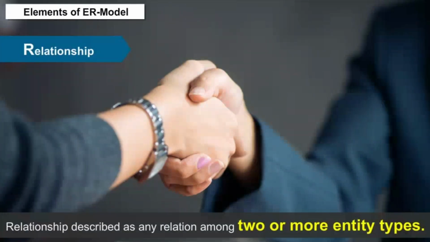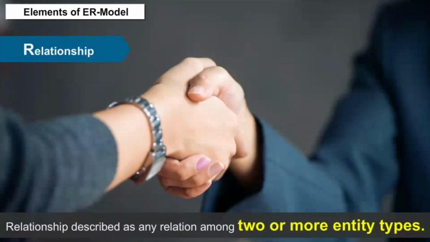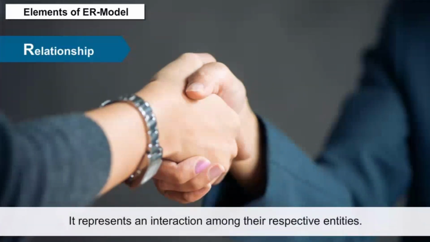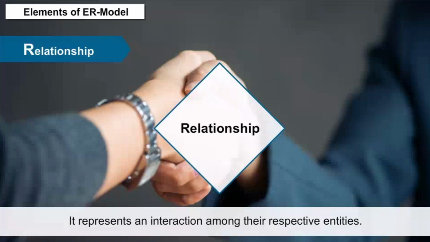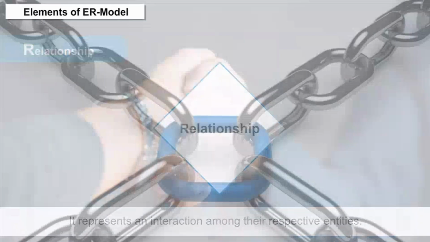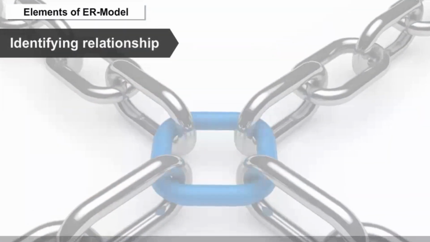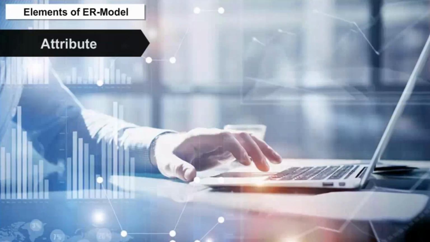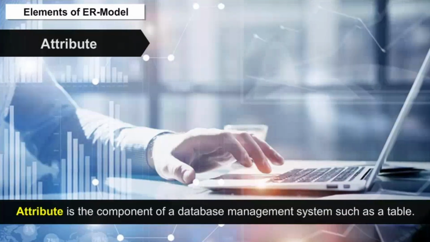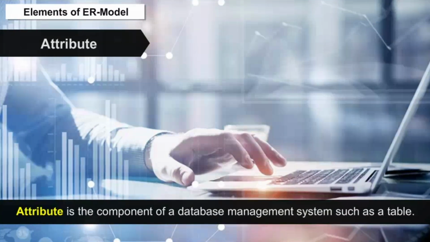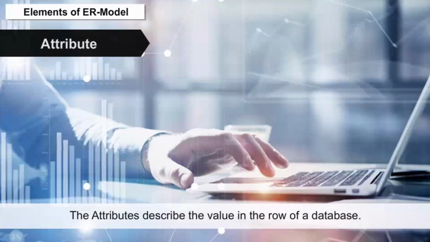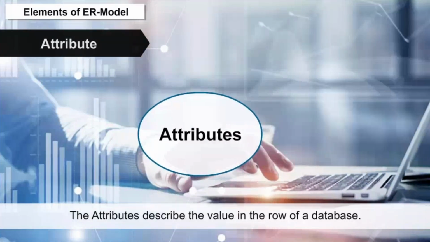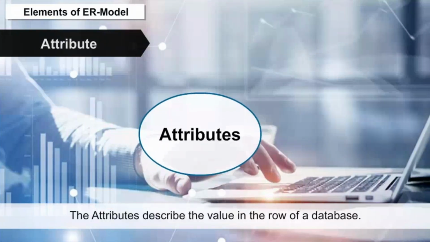Relationship. A relationship is described as any relationship among two or more entity types. It represents an interaction among their respective entities. It is represented as a diamond box, identifying the relationship. An identifying relationship is represented with a double-lined diamond-shaped box. Attribute. An attribute is a component of a database management system, such as a table. The attributes describe the value in the row of a database. Attribute names are enclosed in ovals and attached to their entity type by straight lines.